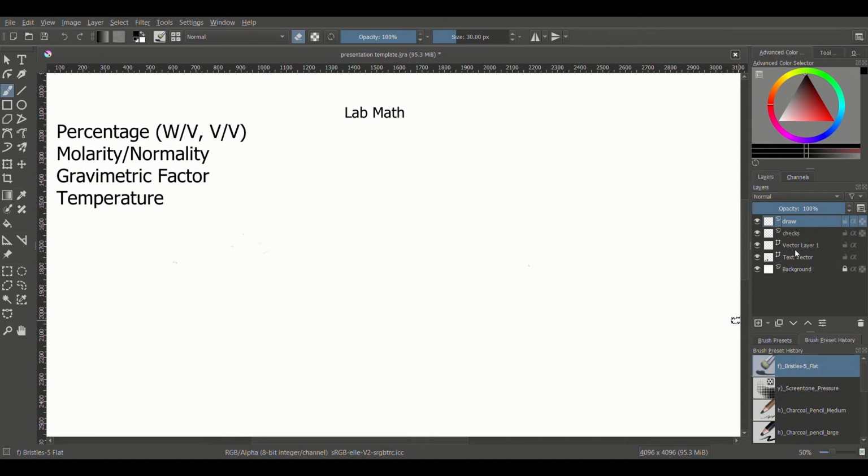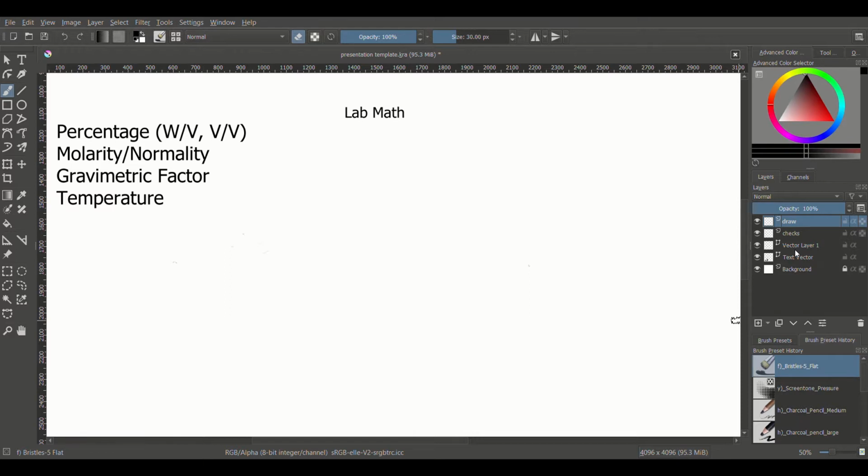Hello and welcome to Chapter 5, Laboratory Math. In this section, we're going to talk about some techniques that we can use to calculate our different amounts of solutions and reagents, things that you might run into in a typical laboratory. To start off, we're going to go into percentages.